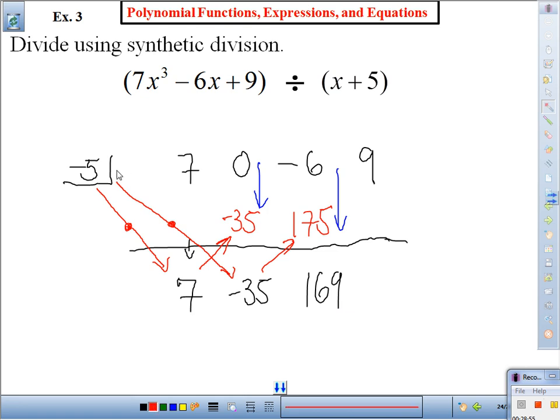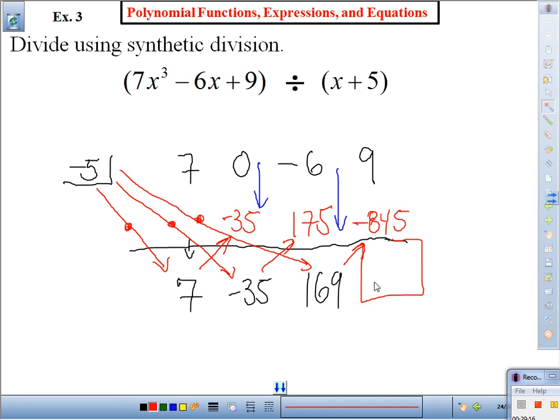I'm going to do it one more time. Negative 5 times this one, and I'm going to write it there. So what is negative 5 times this? Let's see. Negative 5 times 169. 5 times 9 is 45, I got 4. 5 times 6 is 30, plus 4, that's 34, 3. 5 times 1 is 5, plus 3 is 8. So, since I don't have any more terms, this would be my remainder.